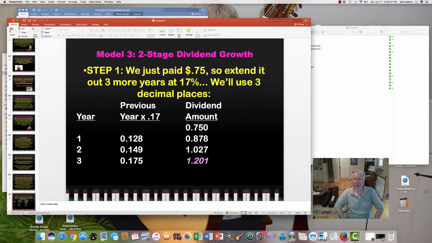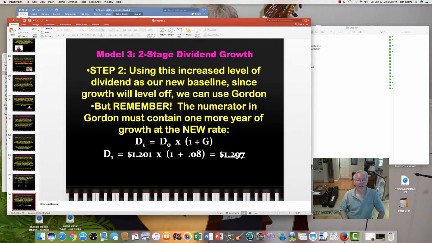We can't keep that growth up any longer. That means our D sub 3 is going to be just about $1.20, $1.201. Okay? Keep those cash flows in mind. We're going to need to use them all. All right? Take that, put it aside.